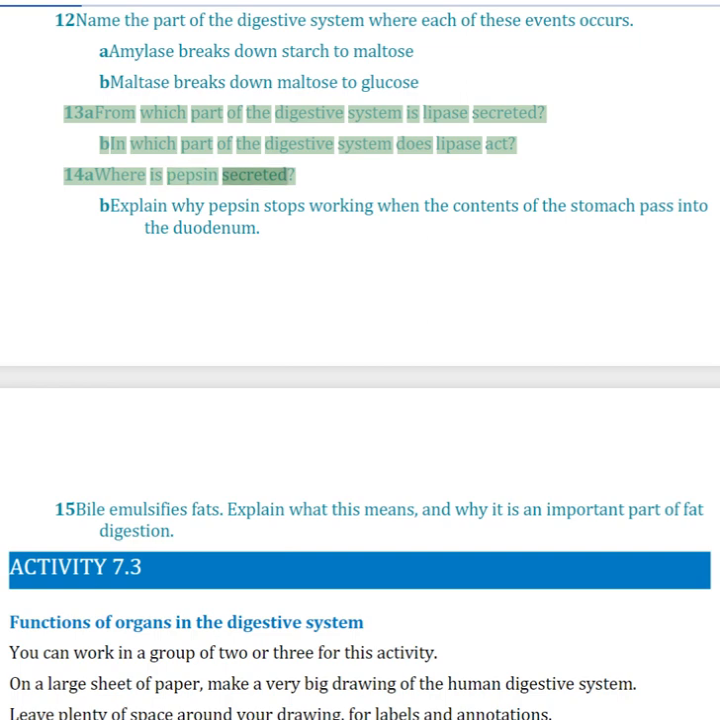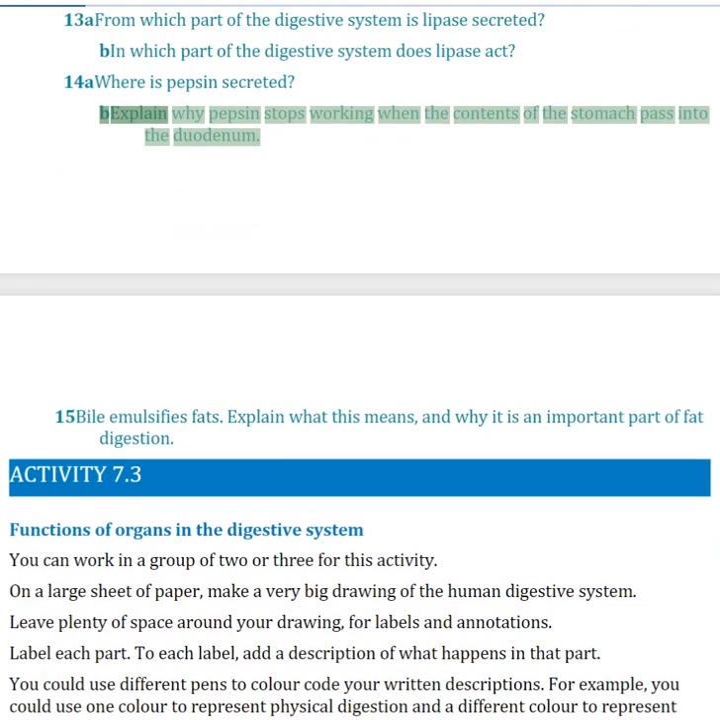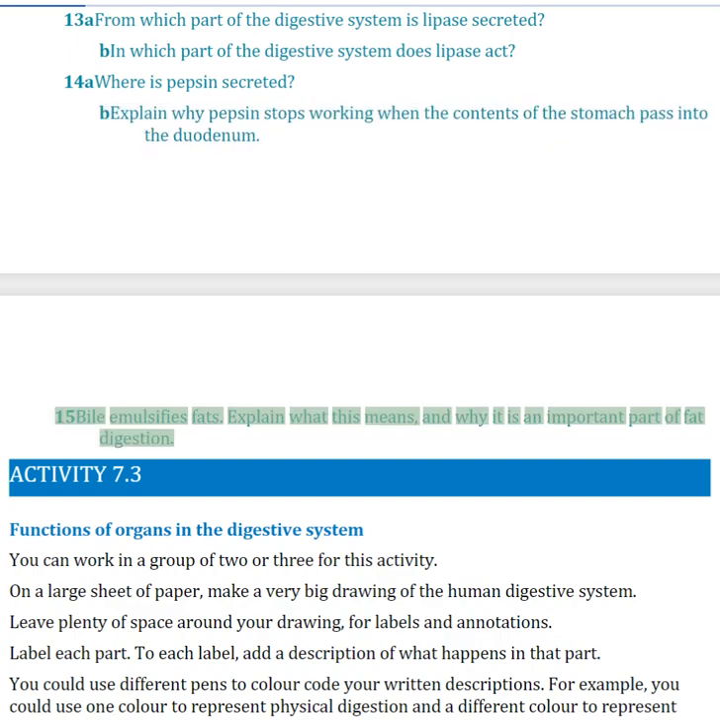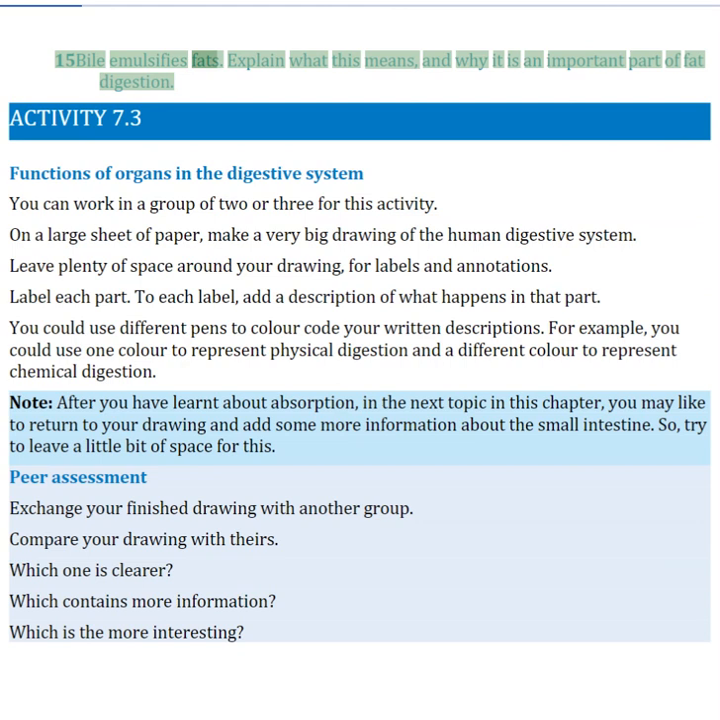14. A. Where is pepsin secreted? B. Explain why pepsin stops working when the contents of the stomach pass into the duodenum. 15. Bile emulsifies fats. Explain what this means, and why it is an important part of fat digestion.